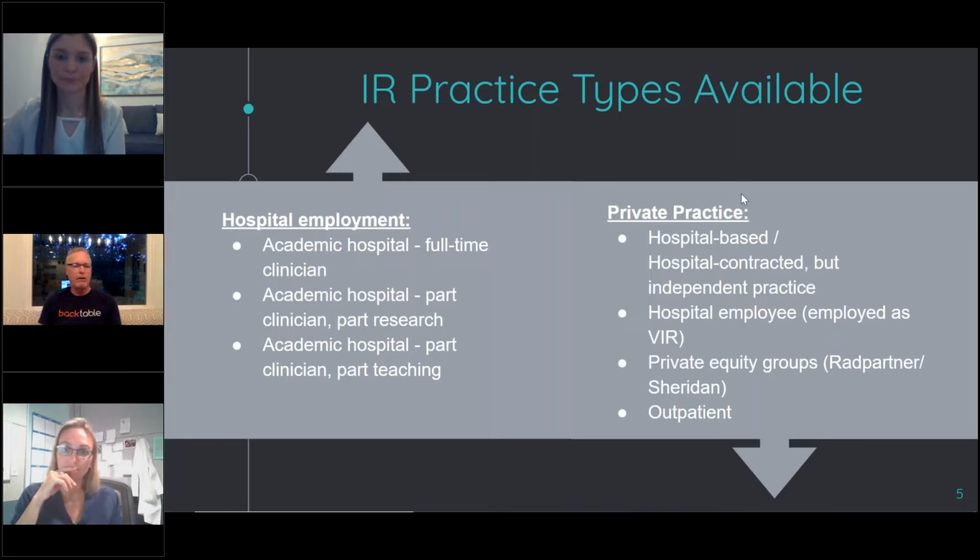But now I care for patients. I see them in the office. I'm their physician. You're not reliant on somebody else, like the vascular surgeon sending you somebody, or somebody in the hospital sending you something.